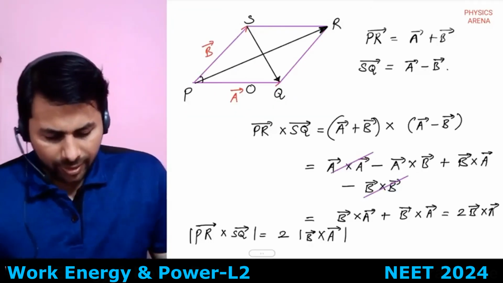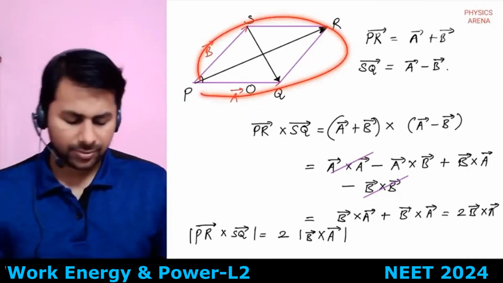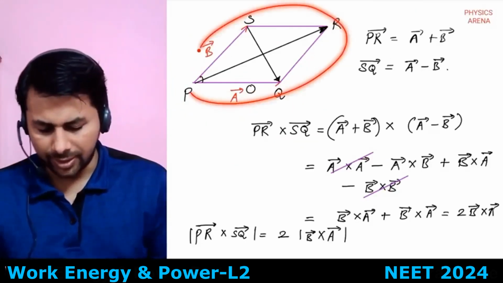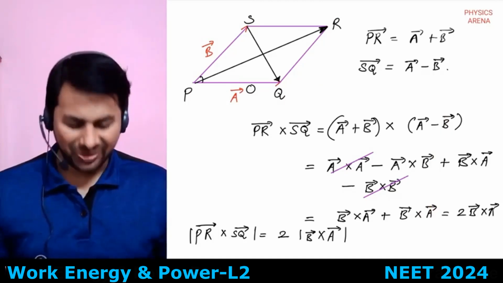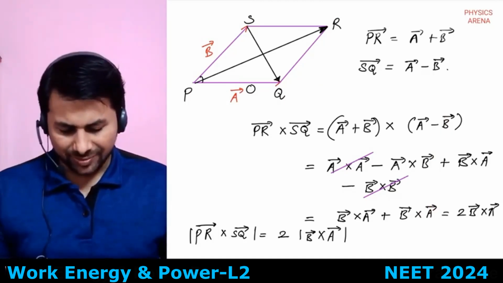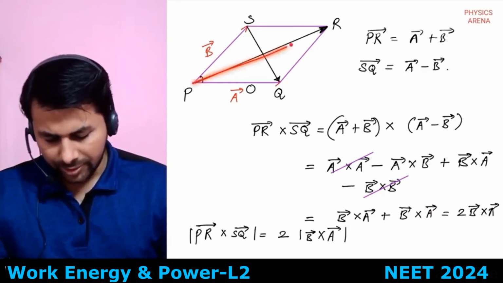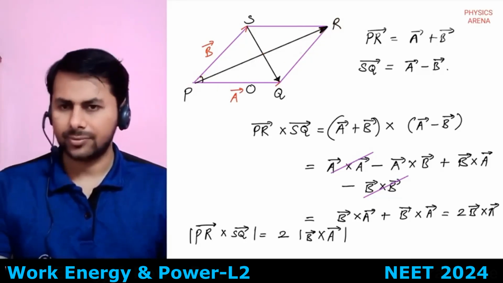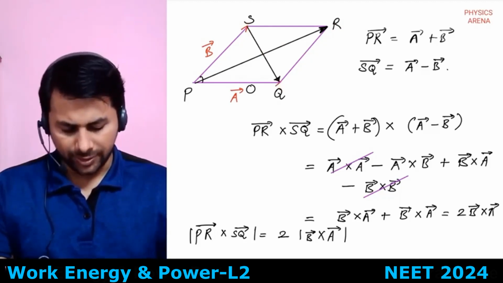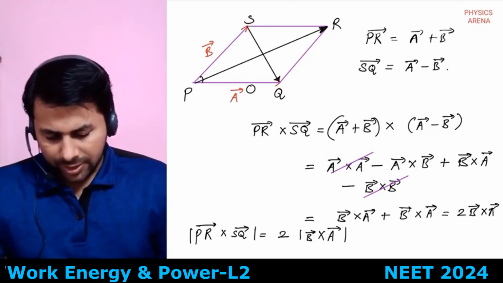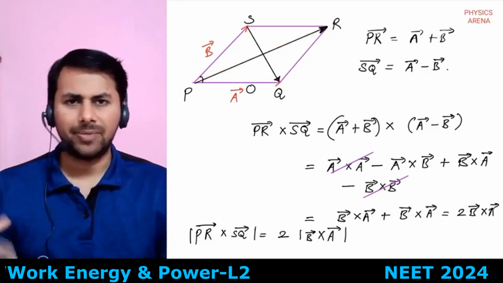Good. So there is another formula to find the area of a parallelogram. Here I have proved it, right? But we don't want derivation. So see, here you have this vector, which is PR bar, and this vector is SQ bar. Now these are the diagonals of this parallelogram. PR and SQ are the diagonals of the parallelogram.